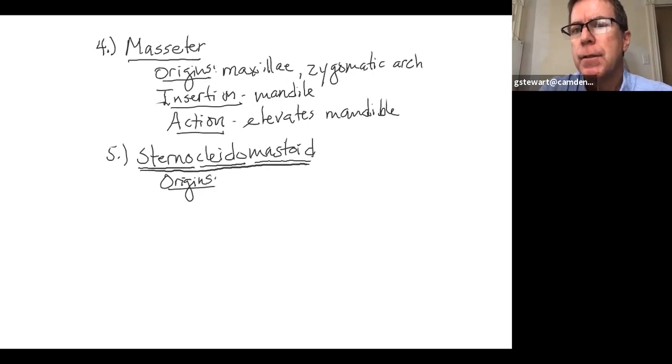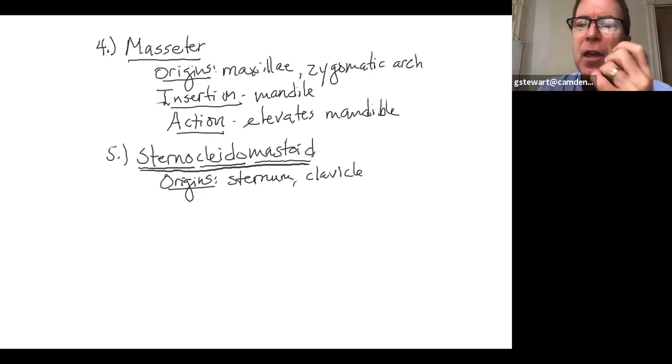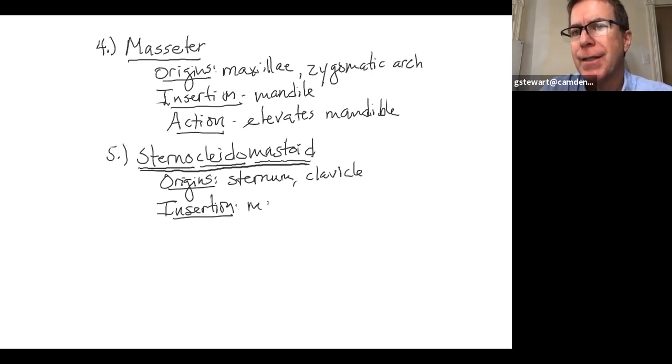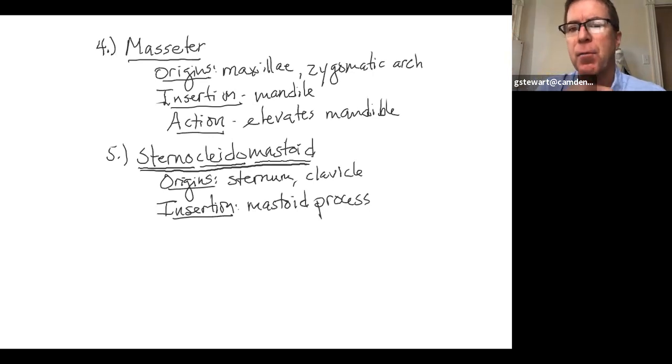So origins, sternum, clavicle. This is a thick banded muscle that runs up the left and right side of our necks. Insertion is the mastoid process. That's what I want you to know on the test. Remember the mastoid process, just so you know, is part of the temporal bone.